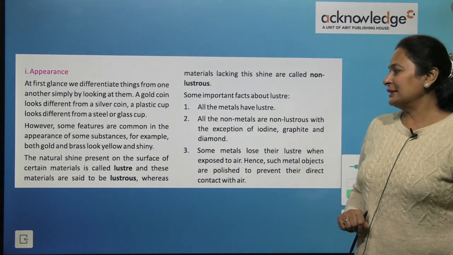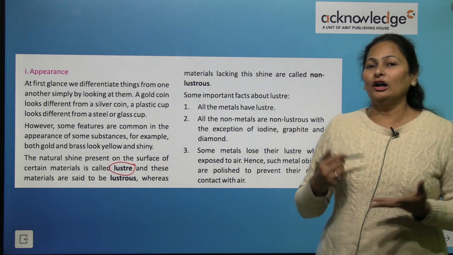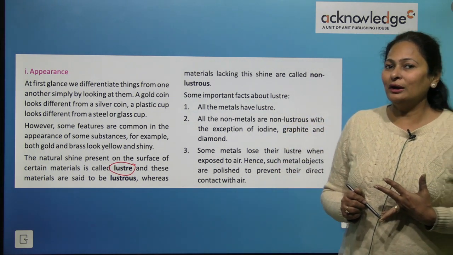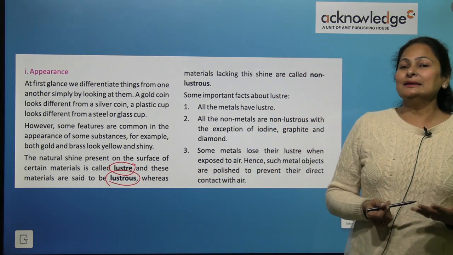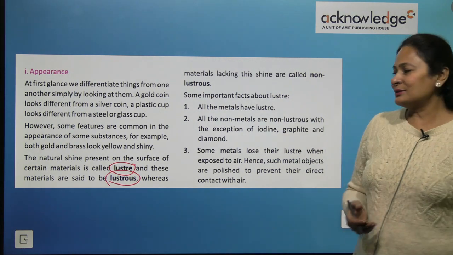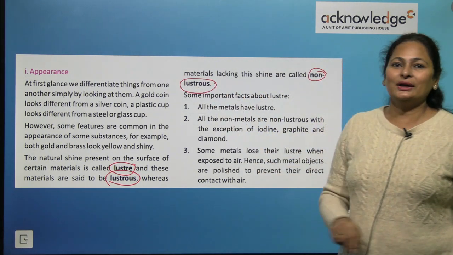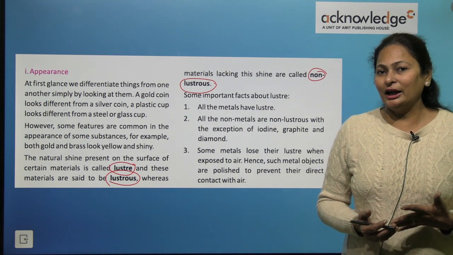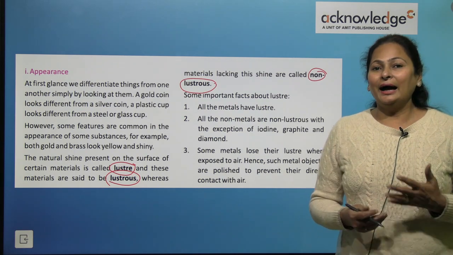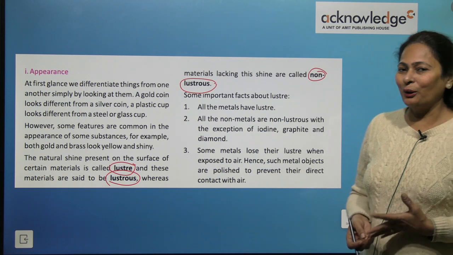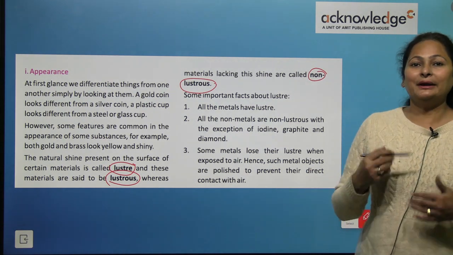The natural shine present on the surface of certain materials is called what? It is called luster. Yes, we call it luster. Now, in science, we will not call it shine, we will call it luster. And these materials are said to be lustrous. The materials that have shine are called lustrous materials, whereas the materials lacking shine are called non-lustrous materials. Now can you identify with the shine? The materials that have shine, we can say these materials are lustrous, and the materials that don't have shine are called non-lustrous materials.